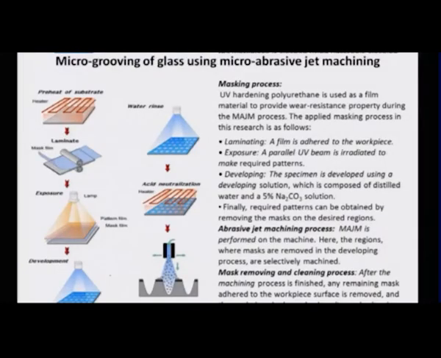Let us look into another aspect of how grooves can be created on glass using again a micro abrasive jet machining system.